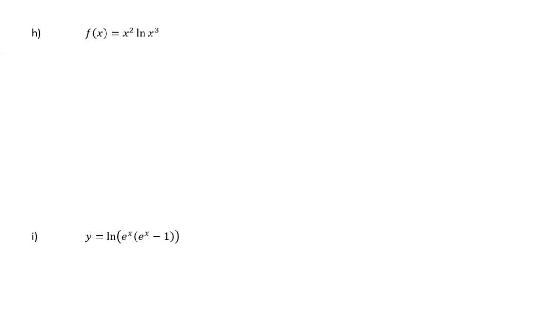Right, let's soldier on. We've got some more to do. f of x equals x squared ln x cubed. Now again, that's not ln x altogether cubed, it's x cubed. So the moment I see this, I'm thinking product. Definitely. I mean, those are two separate functions.